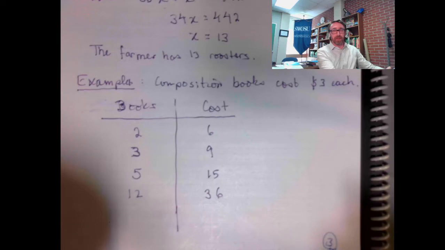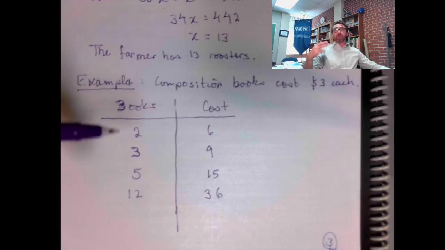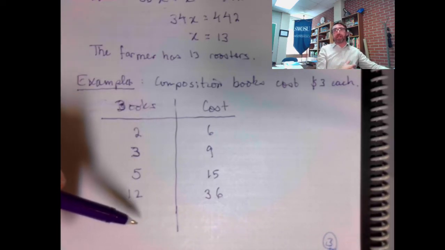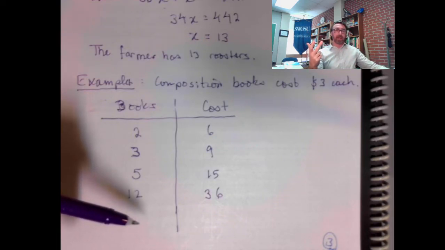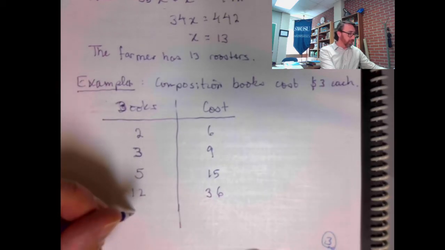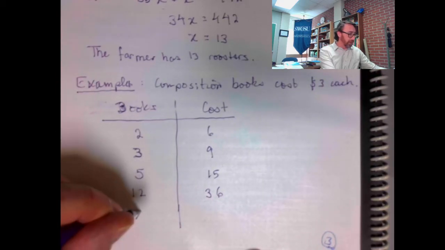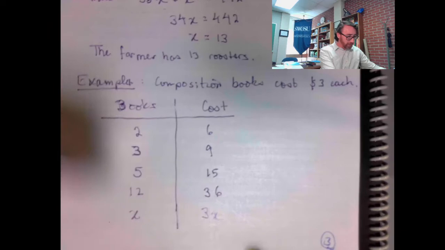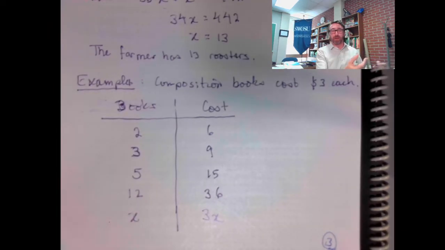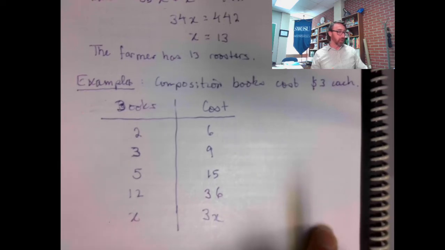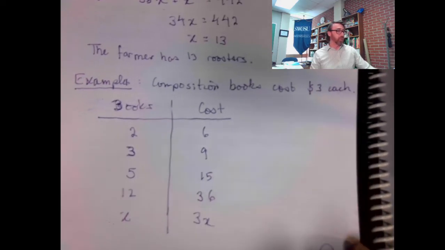So that's a calculation that I would do no matter what the number of books is. Whatever the number of books I purchase is, I take that number, multiply it by 3 to get the cost. So if I bought X of these, I would just do 3X. Okay, so that's a way to demonstrate a calculation that would apply to a whole class of numbers. No matter how many books I buy, I can get my cost by applying that rule.